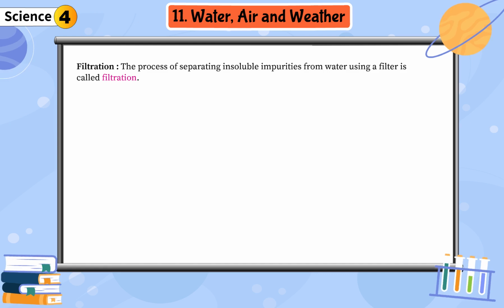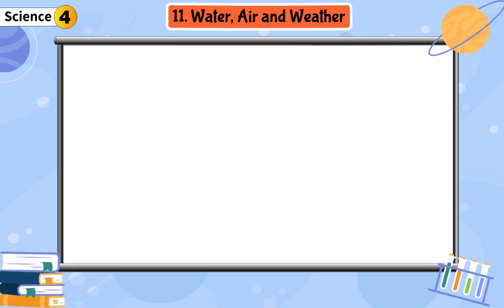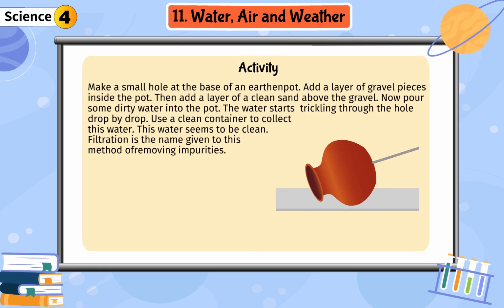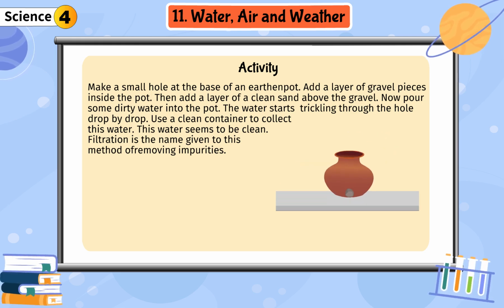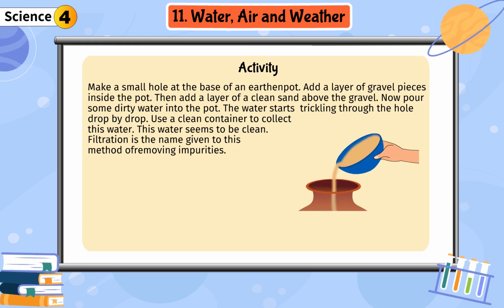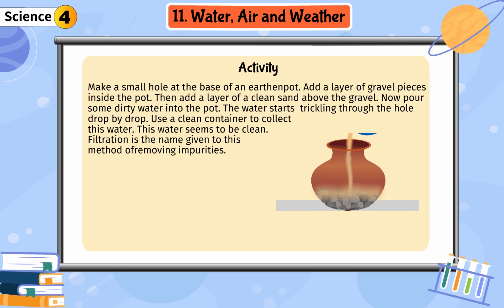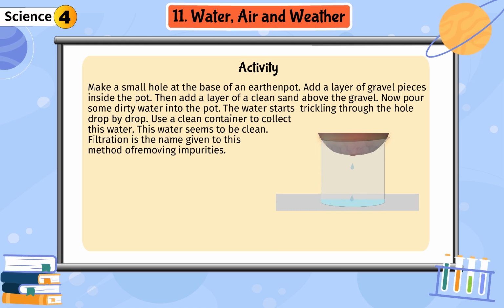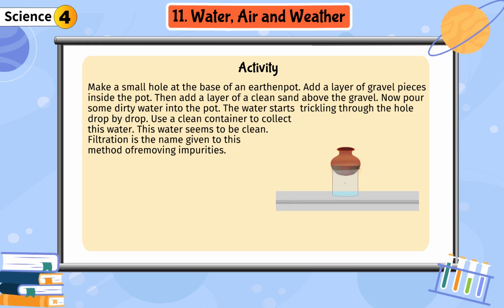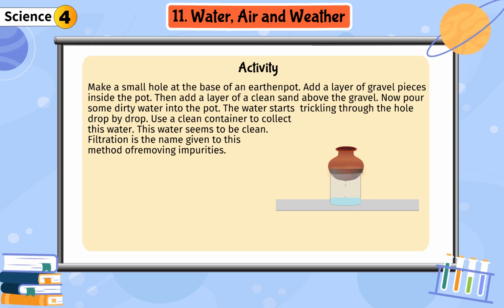Filtration. The process of separating insoluble impurities from water using a filter is called filtration. Activity. Make a small hole at the base of an earthen pot. Add a layer of gravel pieces inside the pot. Then add a layer of clean sand above the gravel. Now pour some dirty water into the pot. The water starts trickling through the hole drop by drop. Use a clean container to collect this water. This water seems to be clean. Filtration is the name given to this method of removing impurities.